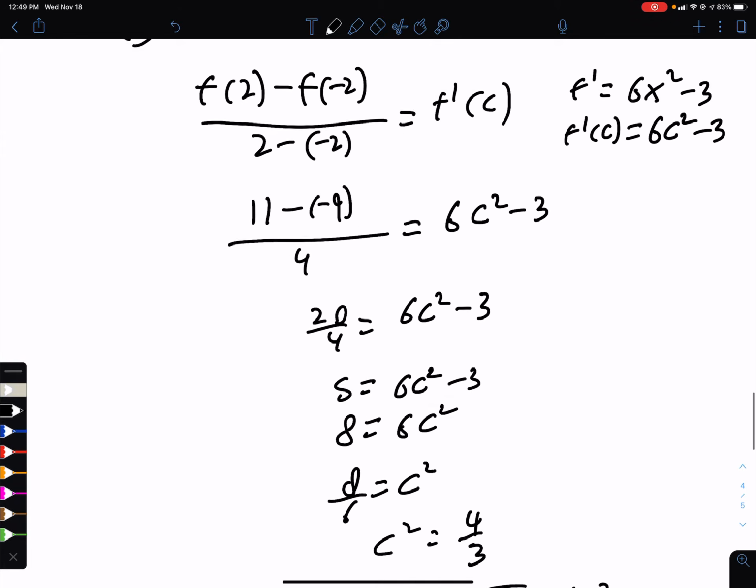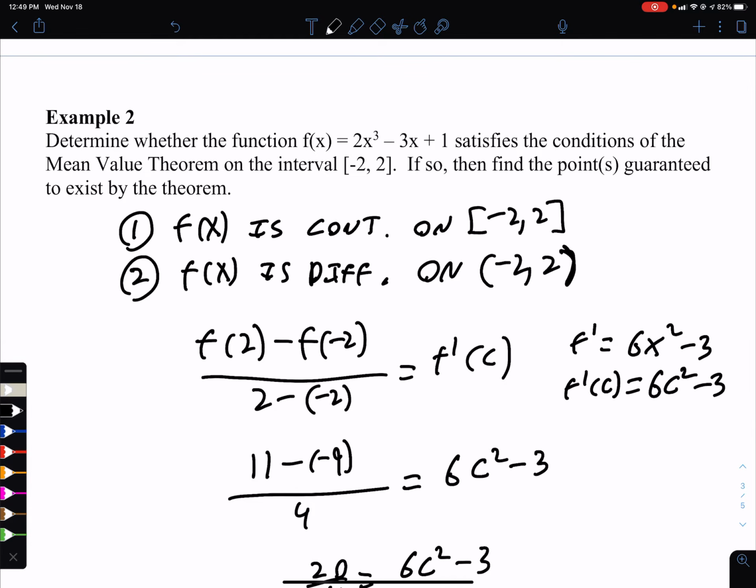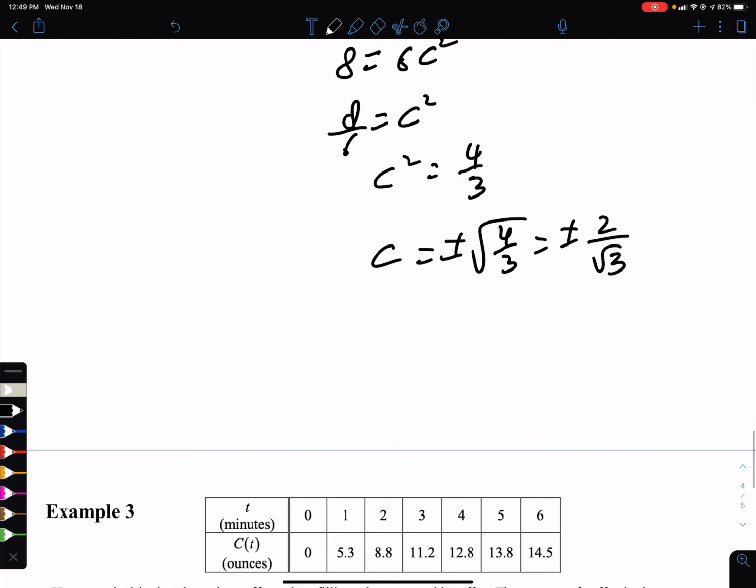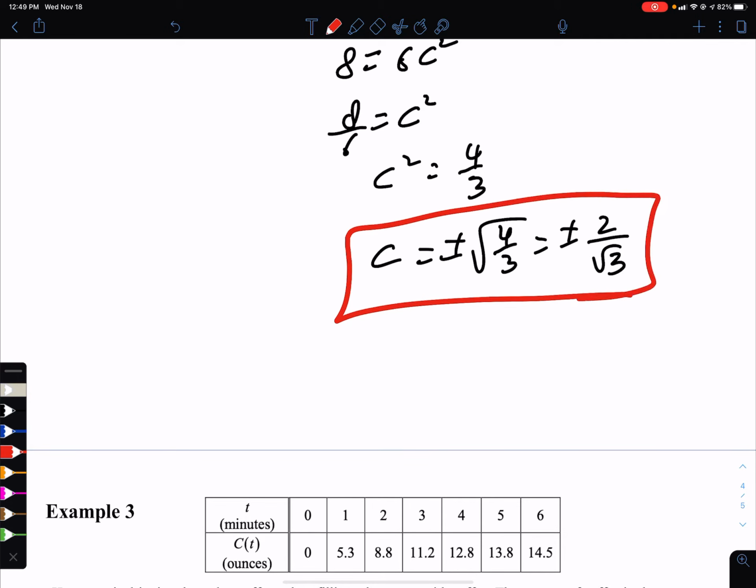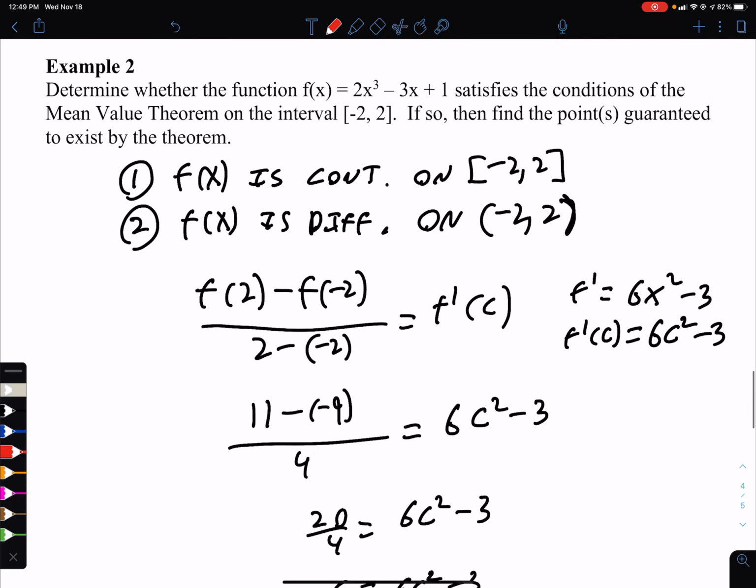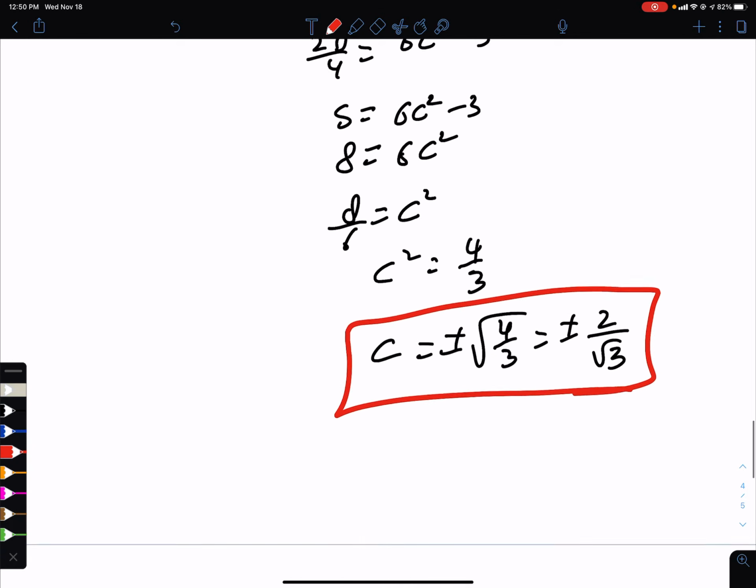But let's look at our domain. Our domain is from negative 2 to 2. Well, I guess we have 2 points. So there are actually 2 points to satisfy that condition. Bam and bam. So there are actually 2 points in this case. We found both. So that is our example number 2. We'll keep on going to the next example. Example number 3. Okay, I want to check this answer to make sure I did it right. Okay, we are correct. Those are the 2 points. So we're good on example 2.